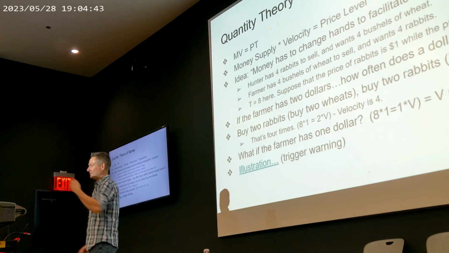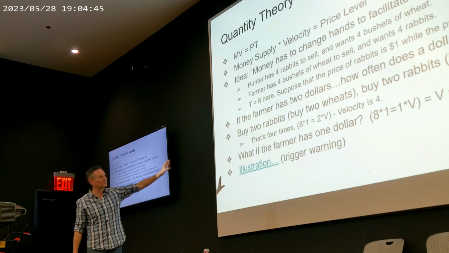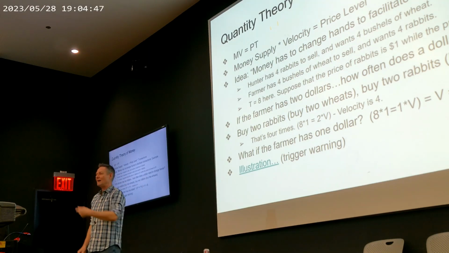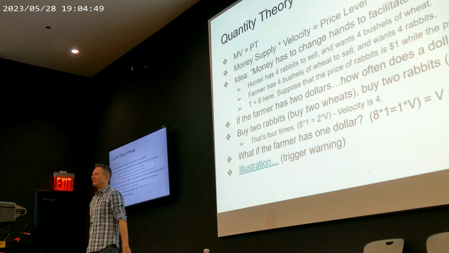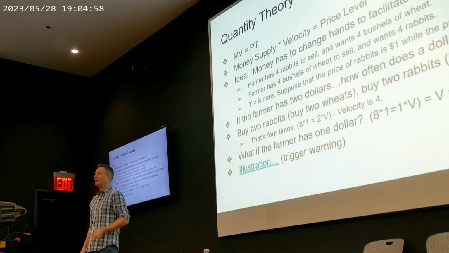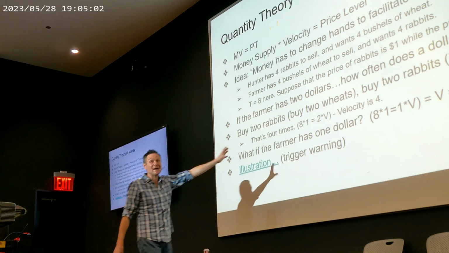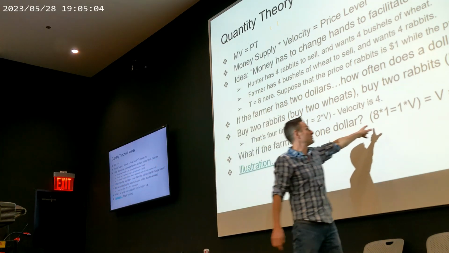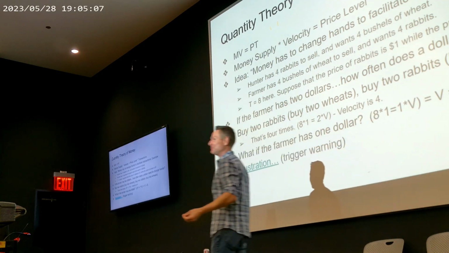Now the farmer goes to the hunter and says, I'll buy a rabbit, right, with the $1. And then the hunter says, okay, I'll buy a bushel. Now the farmer says, okay, I'll buy another rabbit. I'll buy another bushel. I'll buy another rabbit. I'll buy another bushel. Now that $1 has to change hands. Well, if we use the math or our logic, you can see it has to change hands 8 times.